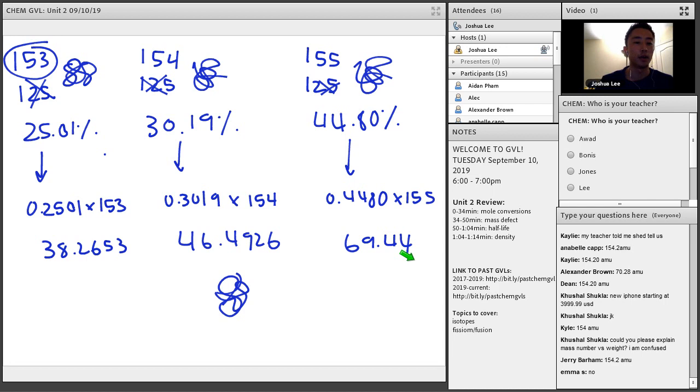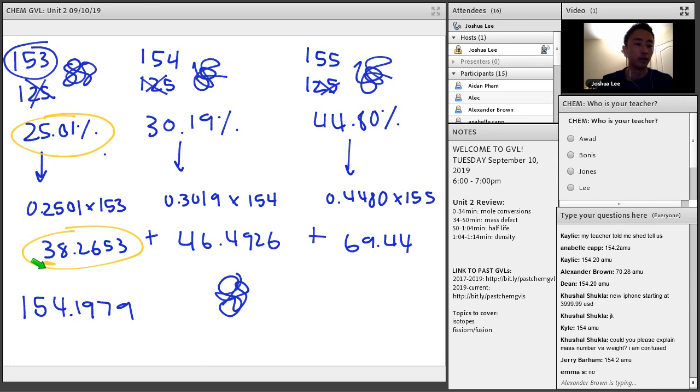38.2653. And then we're adding up all these numbers. 38.2653 plus 46.4926 plus 69.44. And we get a normal person answer of 154.1979. But now, sig figs, everyone's favorite thing. This had 4 sig figs, so this needs 4 sig figs. So 1, 2, 3, 4. The others also have 4 sig figs each.